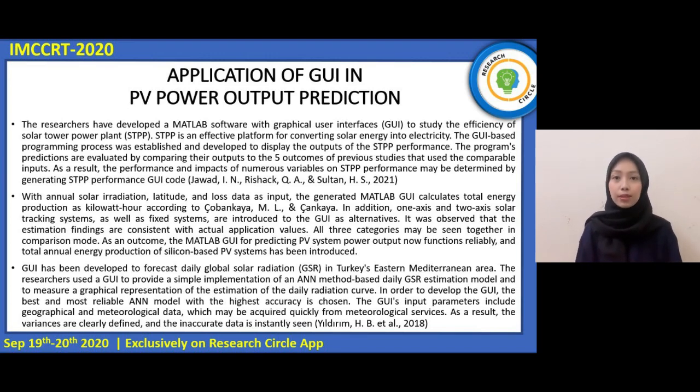Other than that, a GUI has also been developed to forecast daily global solar radiation (GSR) in Turkey, Eastern Mediterranean area. The researcher used a GUI to provide a simple implementation of an ANN method-based daily GSR estimation model and to measure a graphical representation of the estimation of the daily radiation curve. In order to develop the GUI, the best and most reliable ANN model with the highest accuracy is chosen. The GUI's input parameters include geographical and meteorological data, which may be acquired quickly from meteorological surveys. As a result, the variants are clearly defined and inaccurate data is instantly seen.